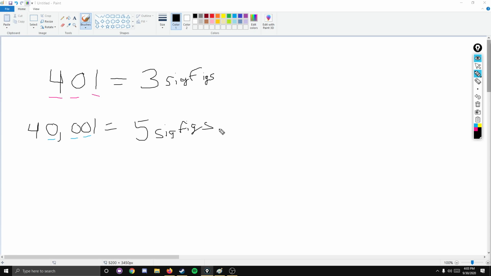The last situation deals with zeros in decimals, and what the difference is between 0.005 and 0.0050. Any zeros to the left of a significant digit in a decimal are not considered significant. So 0.005 equals 1 sigfig.